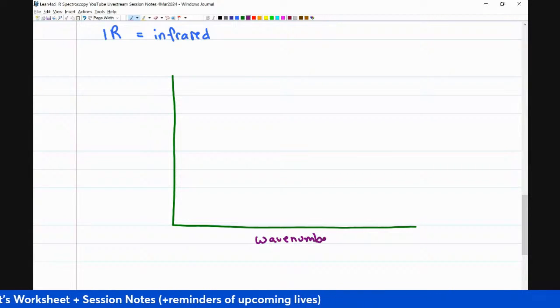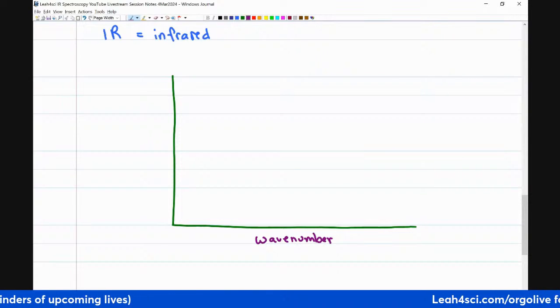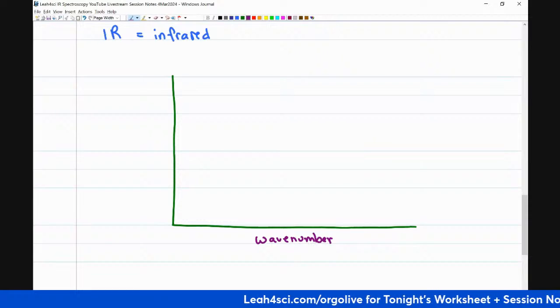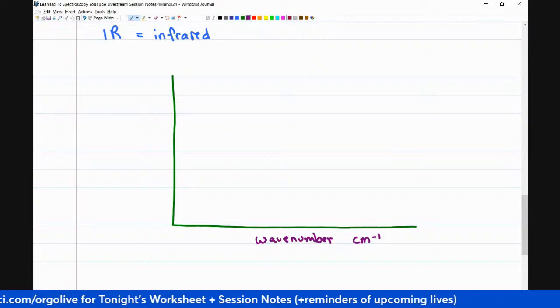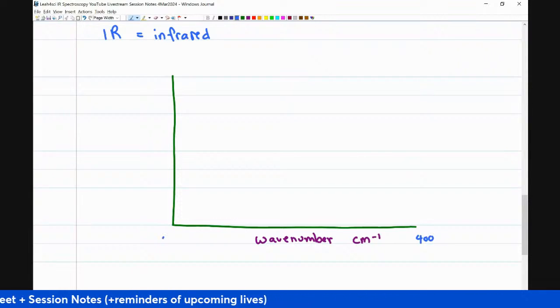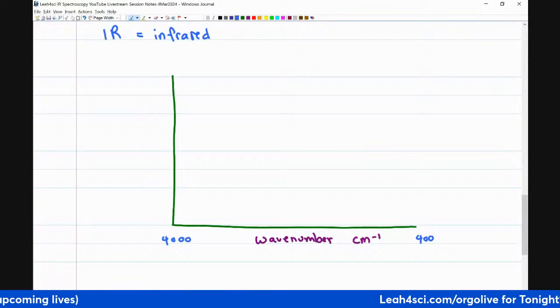I don't know that it really matters, but I'll put it here just in case. And the wave number, the Greek letter nu, is measured in units of per centimeter, or centimeter to the -1. The graph will range from the number 400 on the right all the way up to 4,000 per centimeter on the left and everything in between.